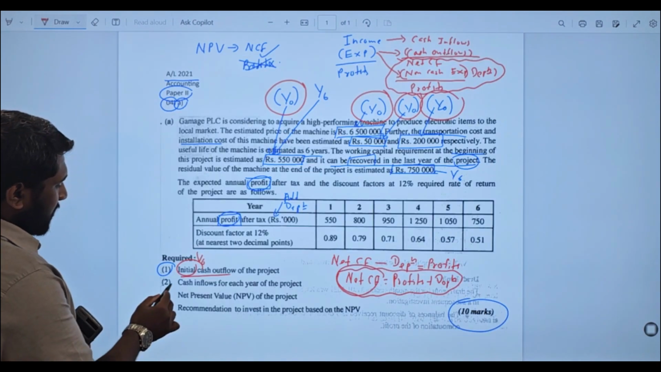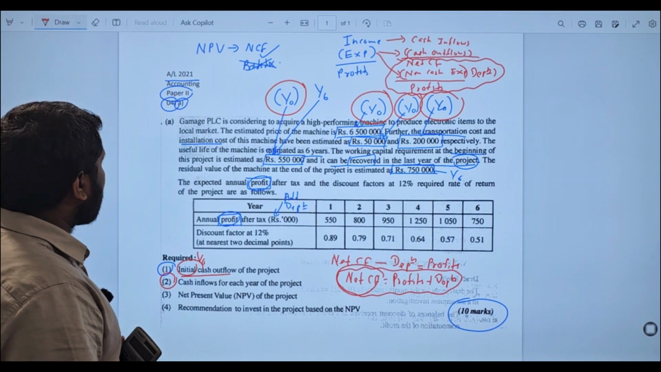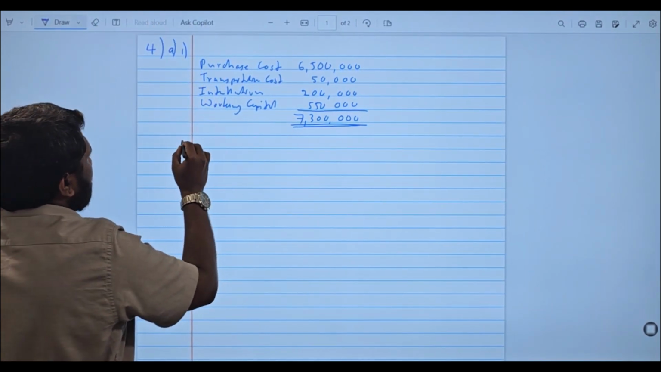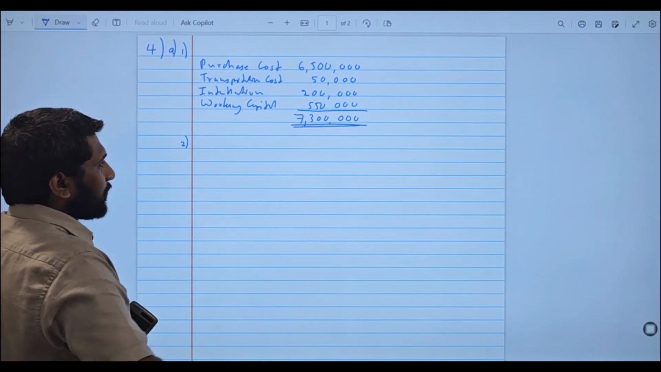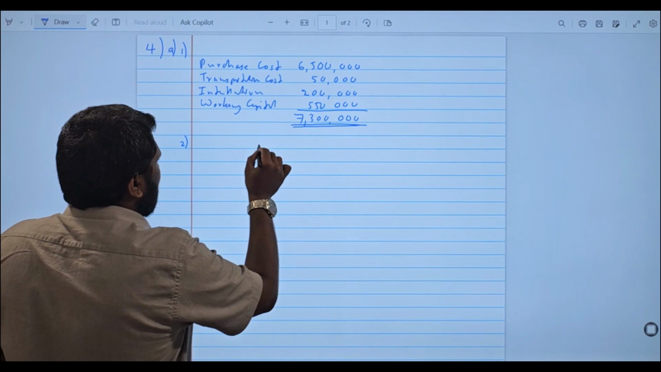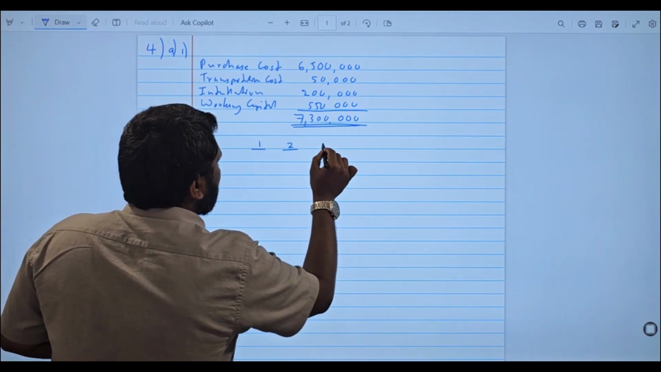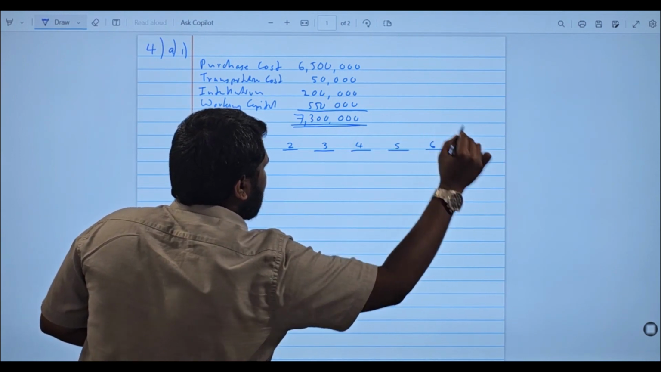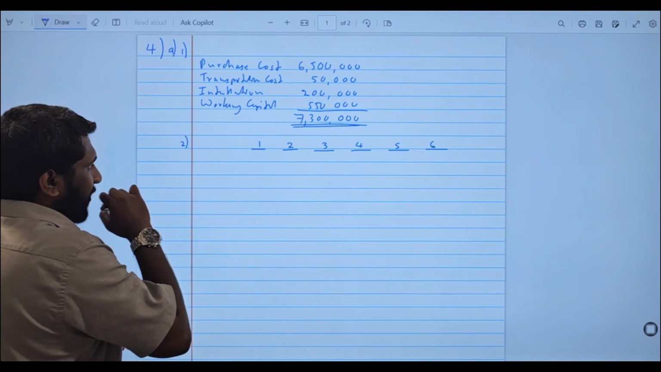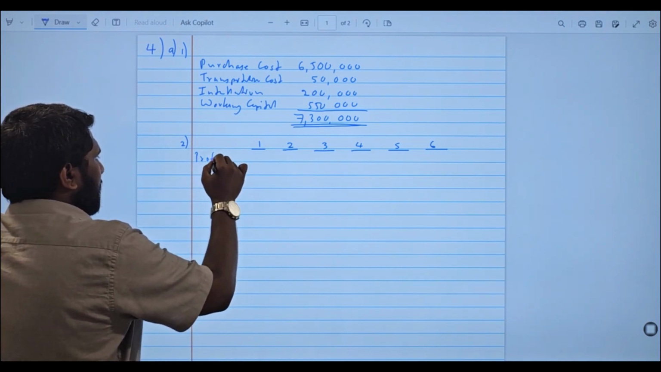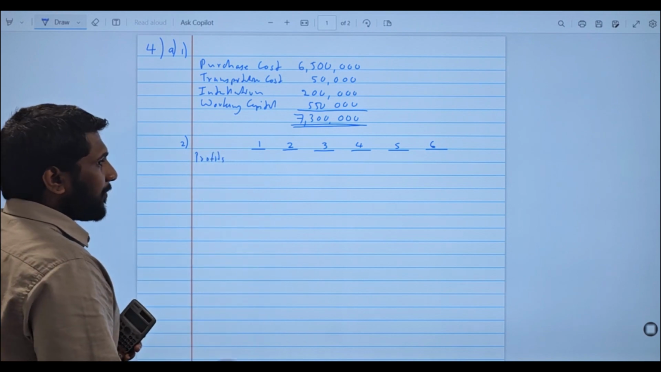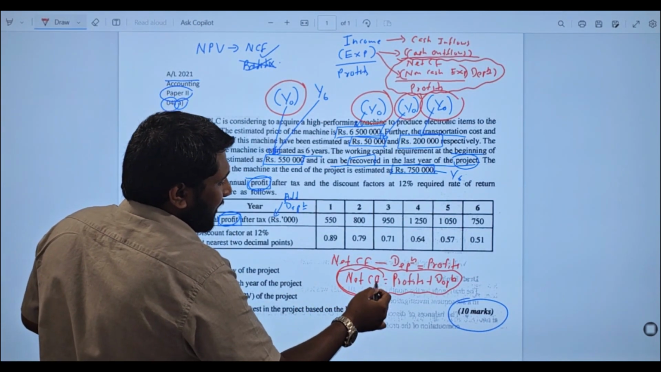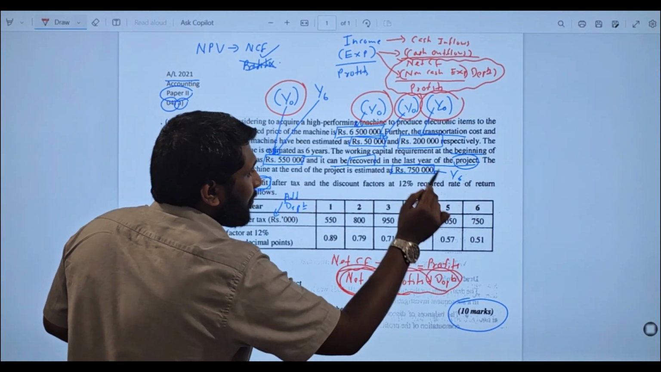The second part of the question is cash inflows for each year of the project. This project runs for 6 years. Year 0 has no cash flows, so I can start with year 1, then year 2, year 3, year 4, year 5 and year 6. First let's take the profits of each year. For the profits we have to add back the depreciation, then only will I get the cash flows from operations, because as I explained, to get the net cash flow you add back the depreciation to the profits.